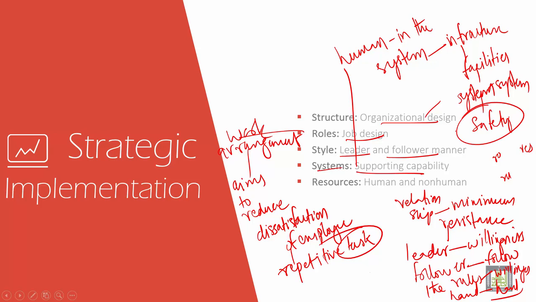Then we have resources, that is human and non-human. Human is always the man-made. Non-human is machines. So this is to be taken into consideration.